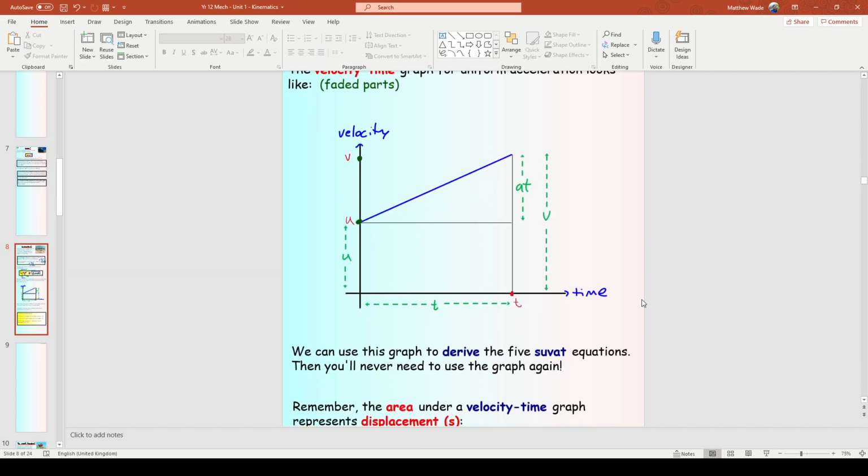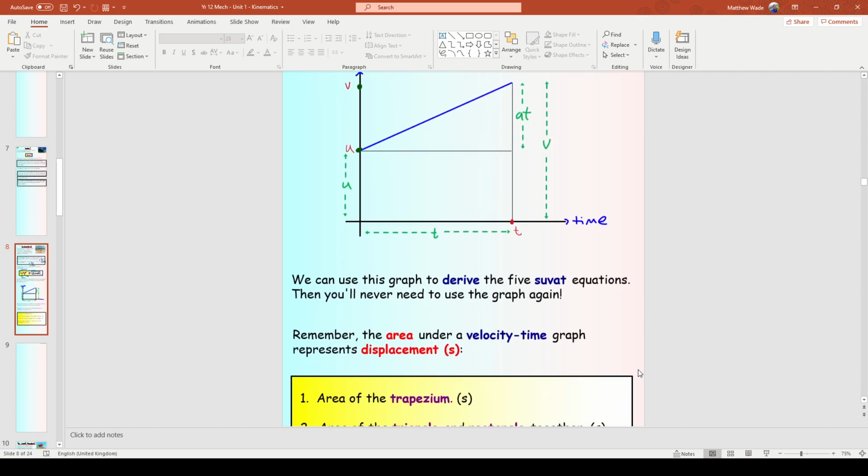Cool. So I hope that you have your head around how this graph is working. Now, one other thing you've got to remember: when you find the area under a velocity time graph, what is the area equal to? Well, if you said displacement, you're absolutely right. Cool. Here's what we're going to do.